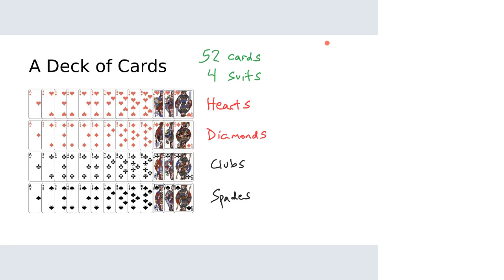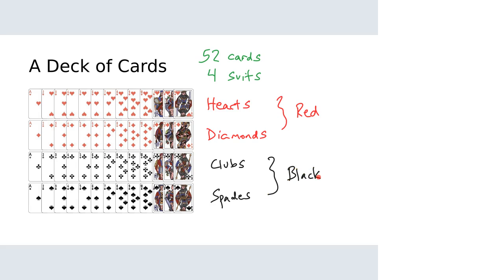And what you can see here in the picture is the hearts and diamonds are red cards. That's half of the deck are red cards. And then the clubs and the spades are black cards. And that's half of the deck are black cards.